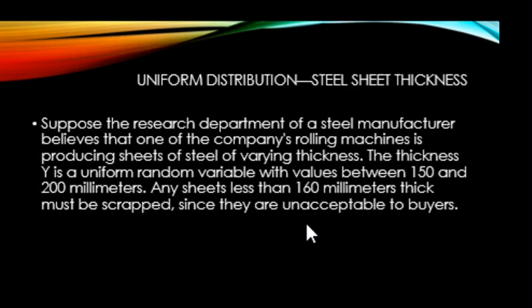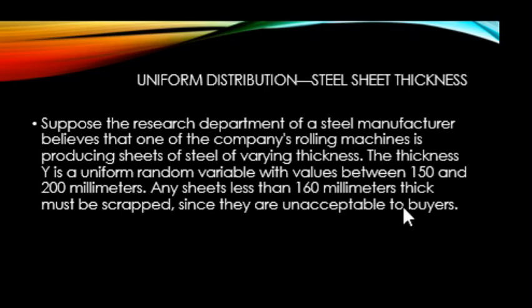Okay, so here's an example. We can use the probability density function and the mean and variance formulas to calculate the problems here. Suppose the research department of a steel manufacturer believes that one of the company's rolling machines is producing sheets of steel of varying thickness. The thickness y is a uniform random variable with values between 150 and 200 millimeters. Any sheets less than 160 millimeters thick must be scrapped since they are unacceptable to buyers.